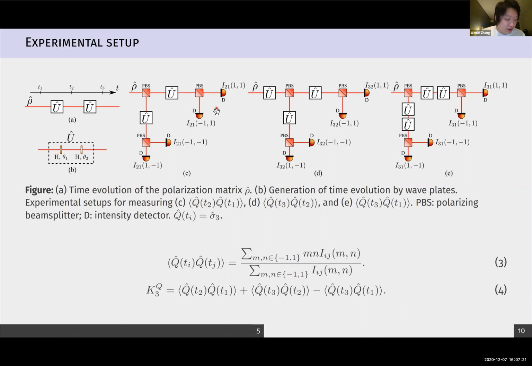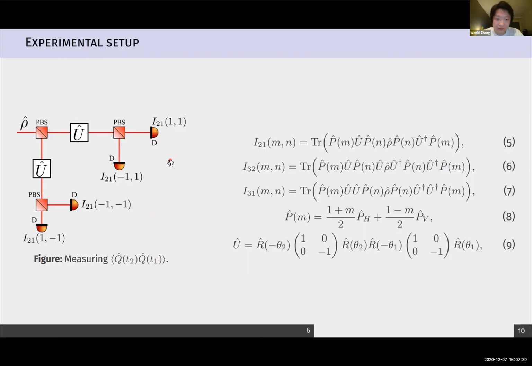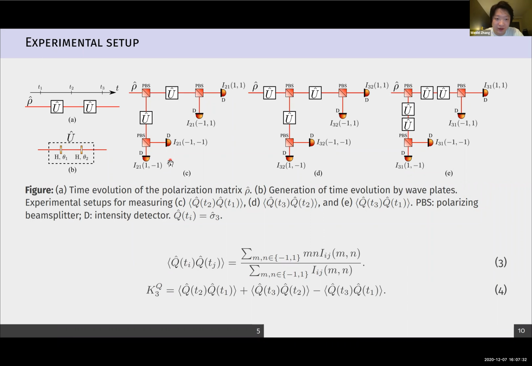To get, for example, the setup shown in figure C, we're trying to measure the correlation between T2 and T1. So we just place beam splitters at T2 and T1 in figure A to get the setup shown in figure C.